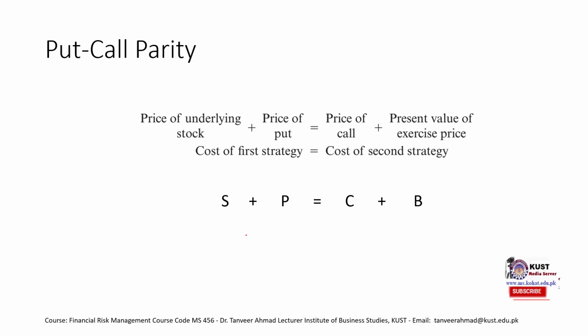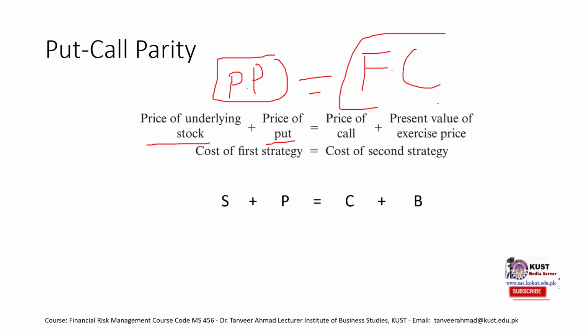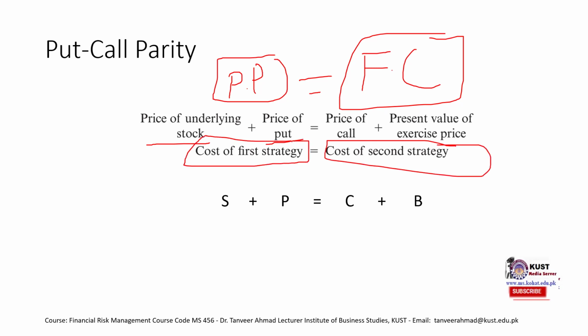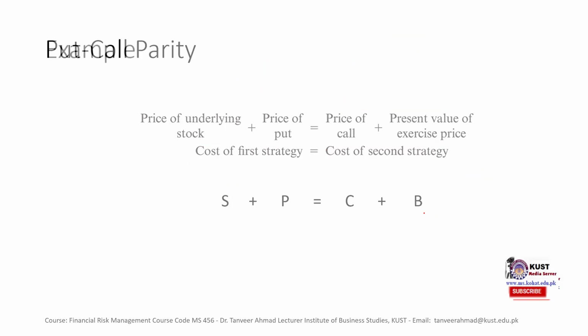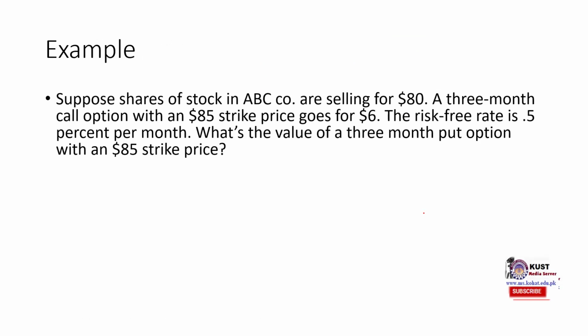So that's how we develop this model: the price of the underlying stock plus the price of the put option, which is the protective put strategy. We know this from our previous lecture, that the return of the protective put strategy is equal to the return of the fiduciary call strategy. If their returns are equal, then their costs must also be equal. Then we can use this model, where S stands for spot price, P stands for the price of the put option, C stands for the premium of the call option, and B stands for the present value of the exercise price. Remember, in fiduciary call we had a bond, right? So let's move towards an example and see how we can use this model.